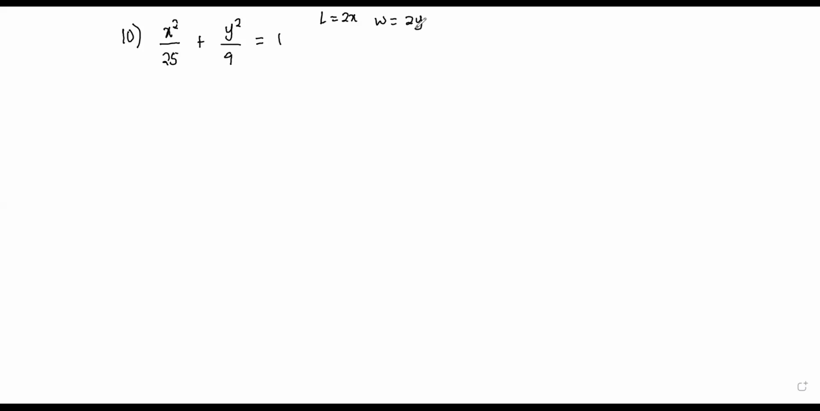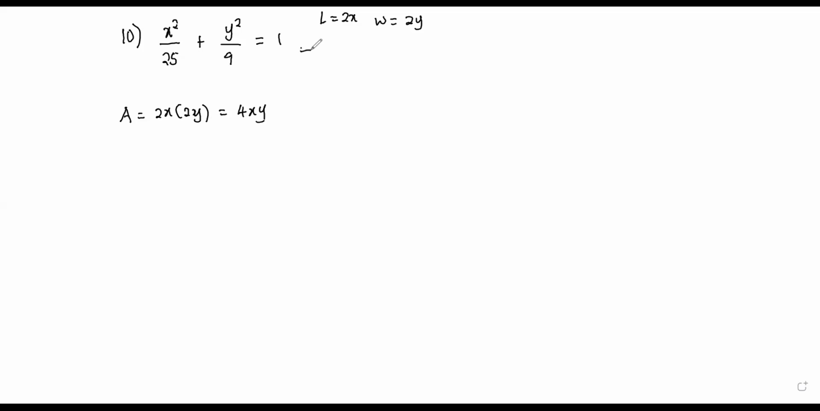So now the area of this rectangular soccer field will be given by the product of the length and the width, which is 4xy. But maybe we can use the other equation given, x squared over 25 plus y squared over 9 equal to 1, to get one of these variables in terms of the other.